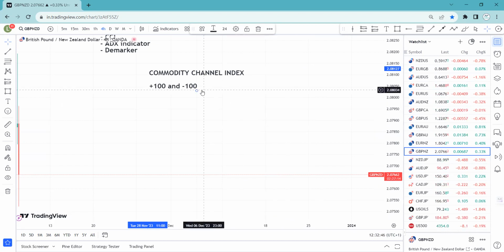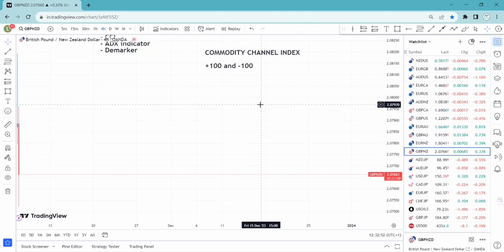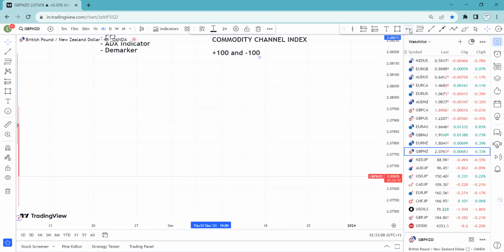So these are the price levels of the commodity channel index, the positive 100 and what? The negative 100. Now, let me go straight into pure business and show you how exactly this commodity channel index works, how I've been using it to confirm trades and have more than 90% win ratio in all of my trades, right? So if you're ready for me, I think I'm also ready for you. So let me just show you very quickly.